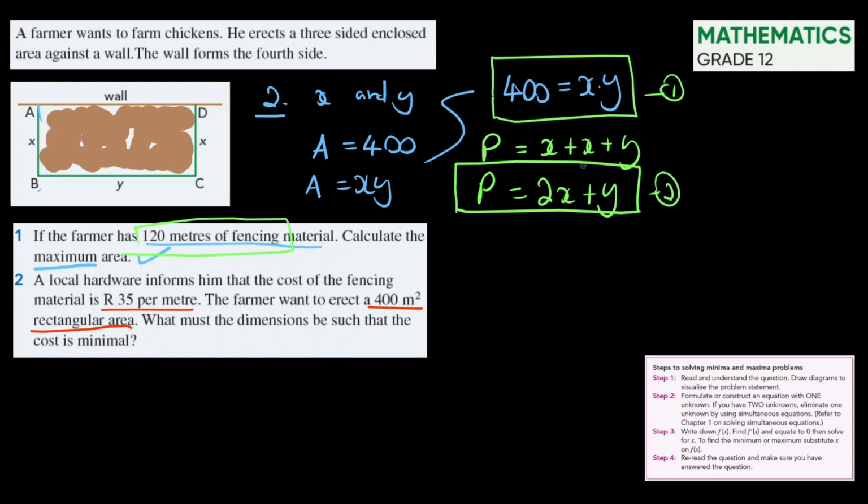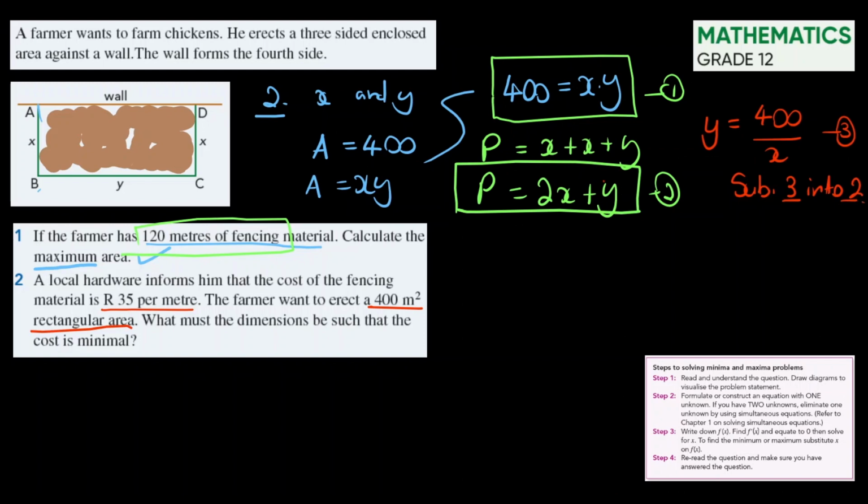So equation 1 and 2. Equation 2 is our main formula, so we can take equation 1 and make y the subject so that we can substitute y there. We can make equation 3 by saying y is equal to 400 divided by x, dividing both sides by x. This will give us equation 3. And we can say substitute equation 3 into the unused equation 2.